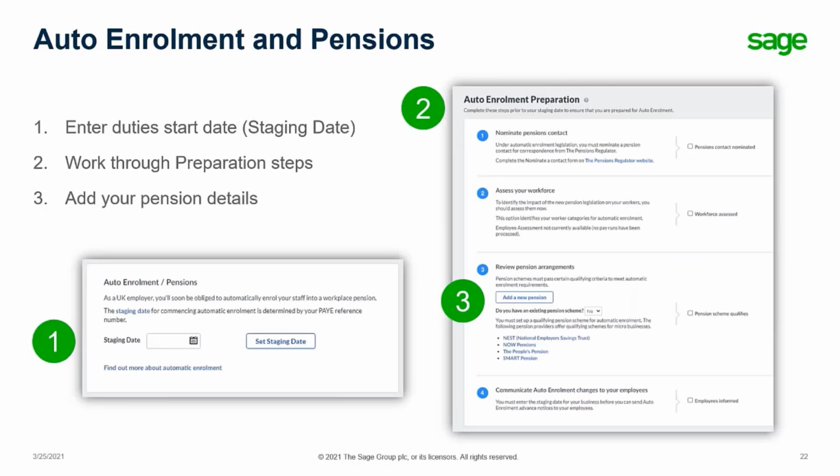One final stage to set up the payroll before we are ready to run the payroll from start to finish is the automatic enrolment and pensions. You will need to record your duties start date or your staging date for automatic enrolment in the summary tab of your payroll, and there's some preparation steps to go through that will help you add your pension scheme to the software. We do have another video for you demoing how you would set those up. So what I'll do is I'll show you that video now and we'll be back to recap.